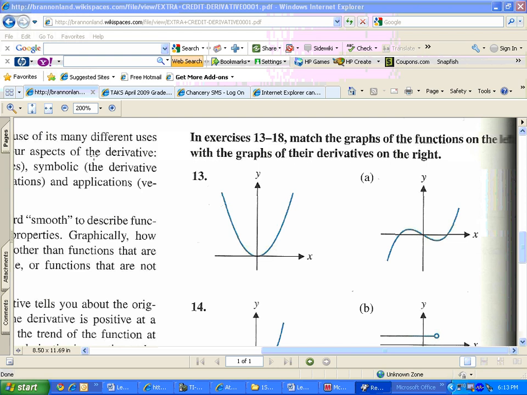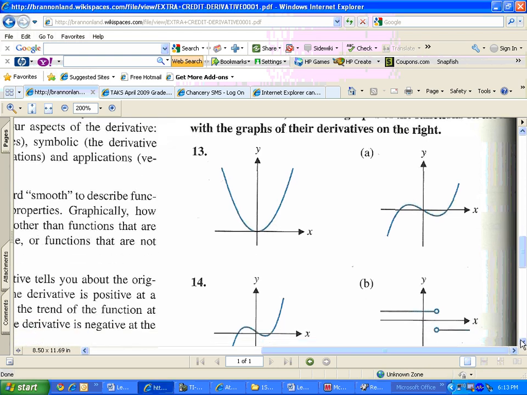with exercises 13 through 18. So I'm going to do the first one. We have to match the graph of the function to the left with the graph of the derivatives to the right. So I'm going to do number 13. Remember that derivatives is the slope of the tangent lines.